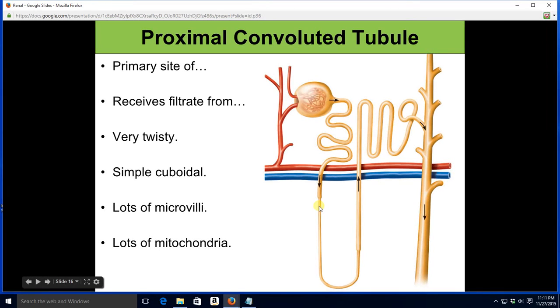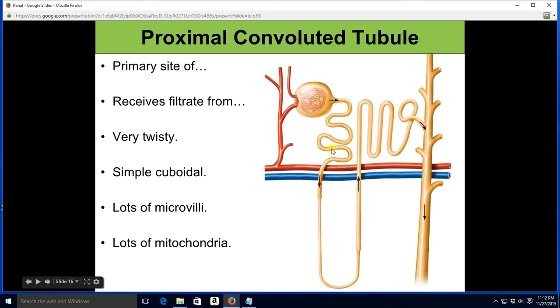Hey guys, we're back for the third one on the urinary system, talking about the proximal convoluted tubule. Here it is. And it is proximal to the glomerulus. It's convoluted. Convoluted means really twisty. Twistiness is going to give it a lot of surface area. Also give it more time. And this is great because it is the primary site of reabsorption and secretion.